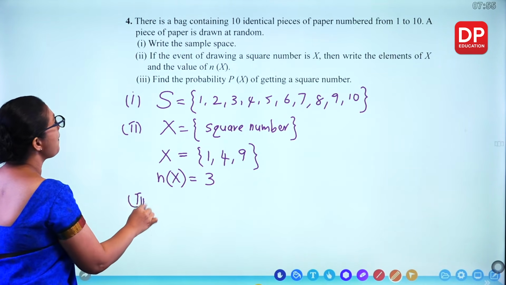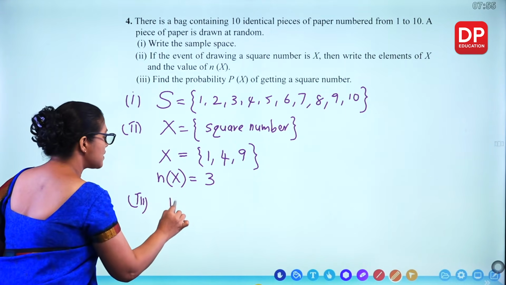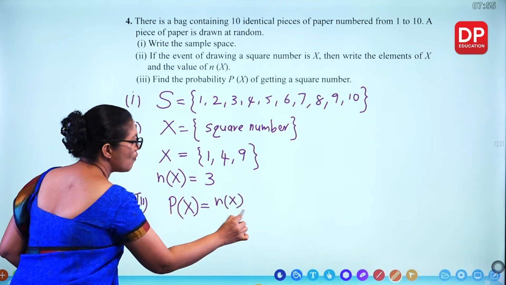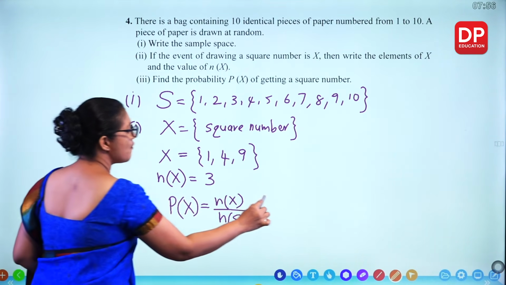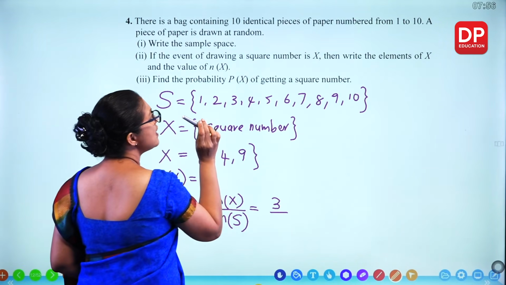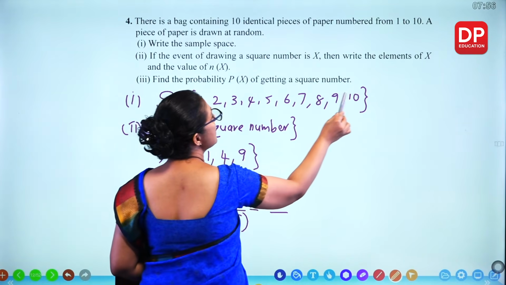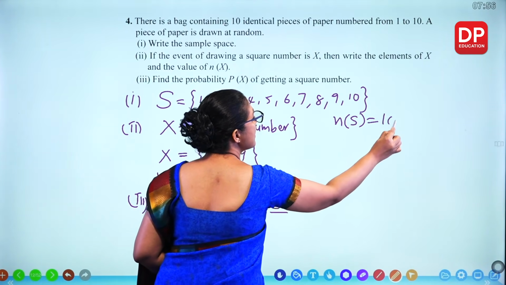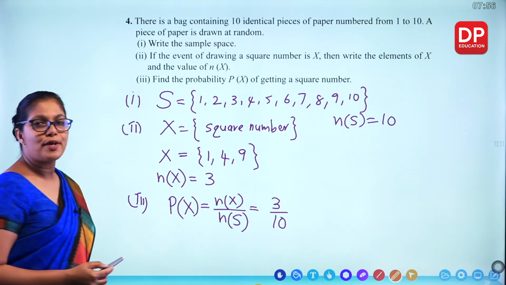Part 3, find the probability of getting a square number. So what is P(x)? Probability of getting x is n(x) over n(S). n(x) is the number of elements in x, that's 3, divided by the total number of elements: 1, 2, 3, 4, 5, 6, 7, 8, 9, 10. n(S) is 10. So we'll substitute here. So the answer is 3 over 10.